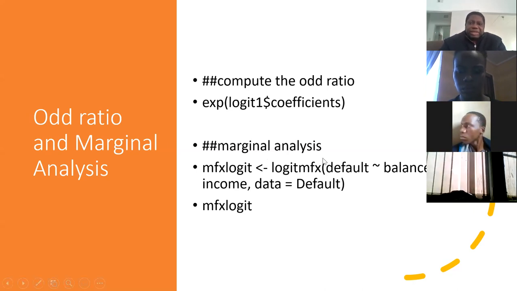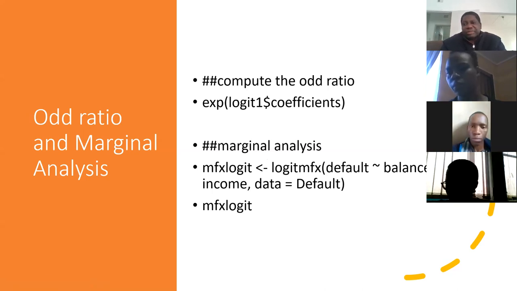Or you can take it to marginal analysis. The marginal analysis will actually tell you the probability. For instance, we are looking at prediction of business cycle as a typical example. So the probability that the country will go into recession depends on certain things. If you want to really look at the probability, the factors affecting the probability, and the extent to which each factor will affect the probability, then we'll be talking of the marginal analysis.